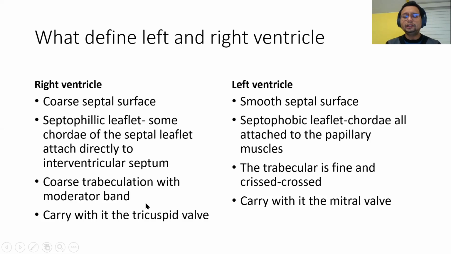The third characteristic, if you look at the left and right ventricle, is that the right ventricle is more trabeculated. Okay, if you see 2 ventricles on echocardiogram and you don't know which is which, the one that is more trabeculated is usually the right ventricle. And another characteristic of the right ventricle is the presence of the moderator band. Okay, and in the left ventricle, the trabeculae are fine and crisscross. And I told you just now, the right ventricle carries with it the tricuspid valve, and the left ventricle carries with it the mitral valve.